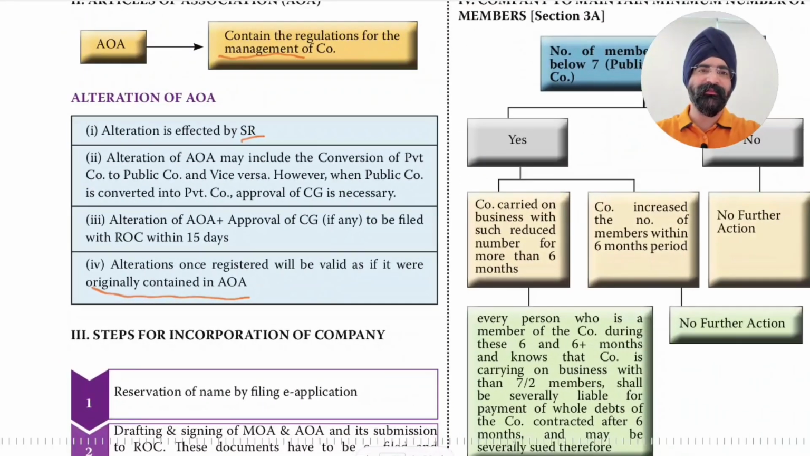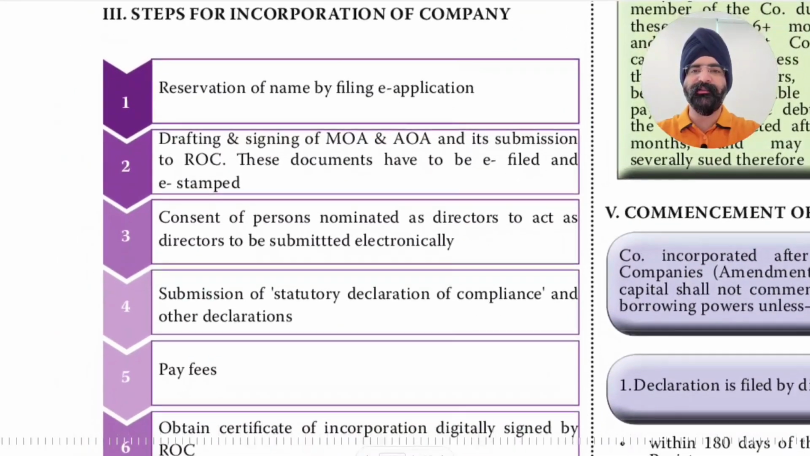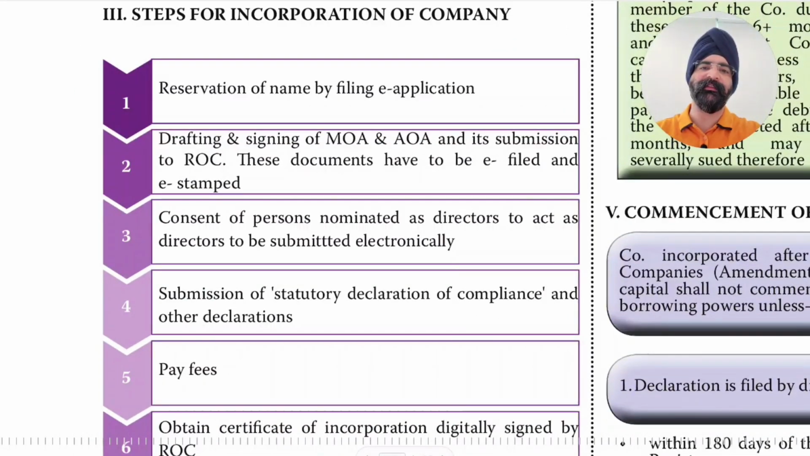Now, what are the steps for incorporation of a company? So if we go for incorporation of the company, first we will reserve the name of the company. Okay, we will apply online and reserve the name. Then we will draft and sign the memorandum and articles and submit them to ROC. These documents have to be e-filed and e-stamped.